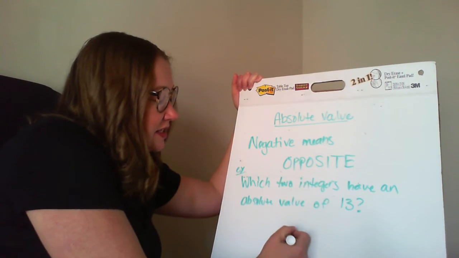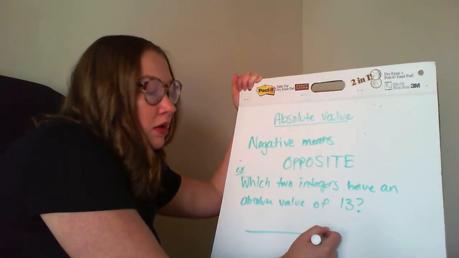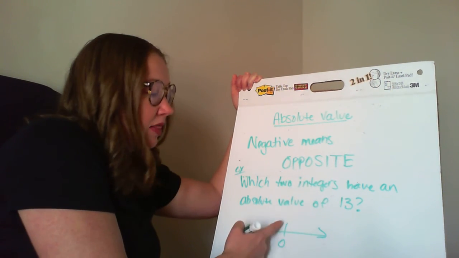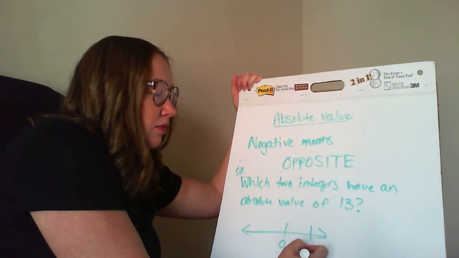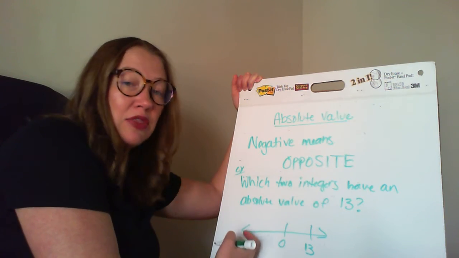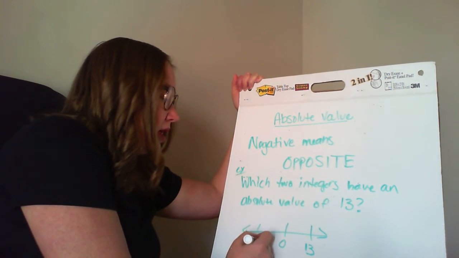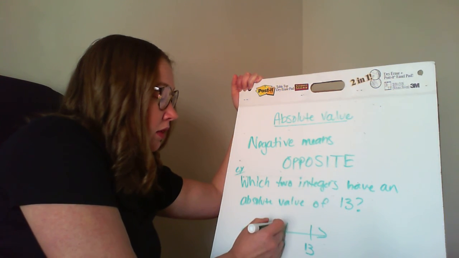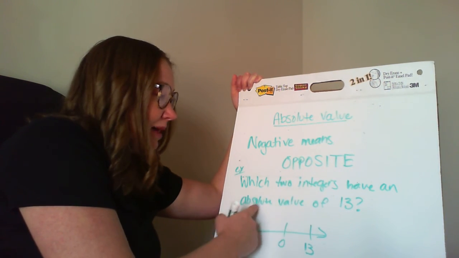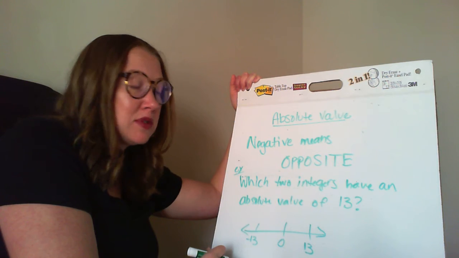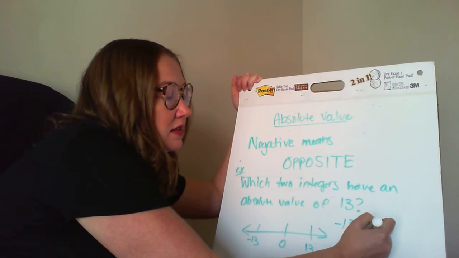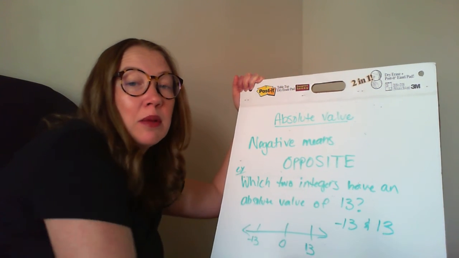So if I started at 0 on a number line, and I counted this way 13, I would end at 13. And I counted this way 13, I would end at -13. So the two numbers that have an absolute value, the two integers that have an absolute value of 13 would be -13 and its opposite, +13.